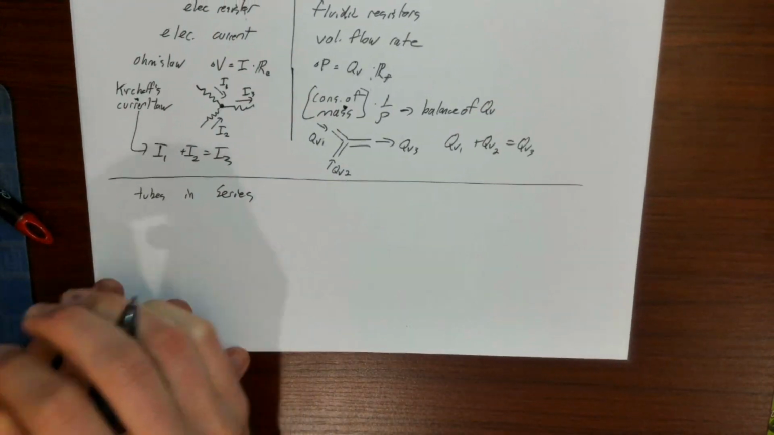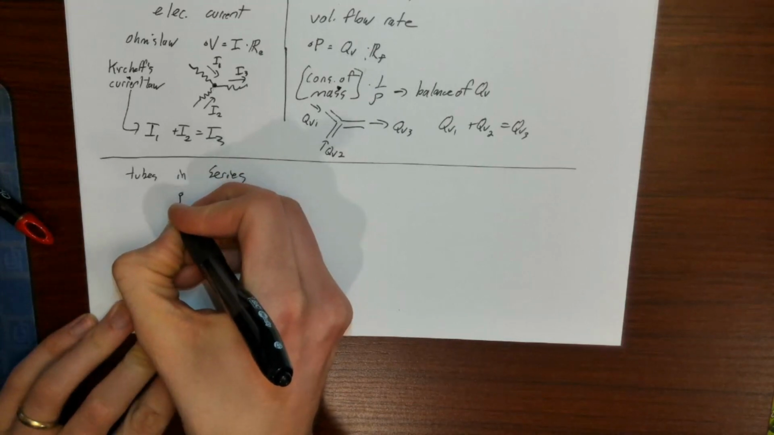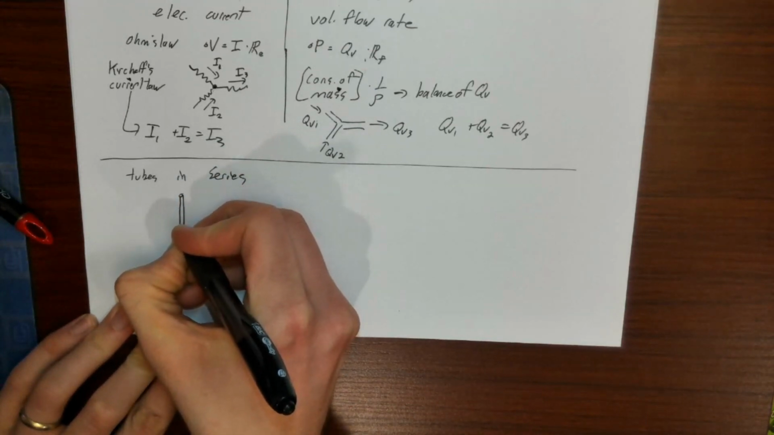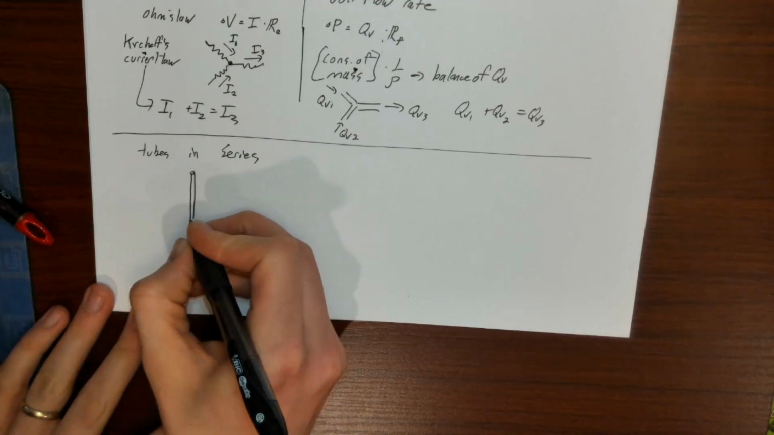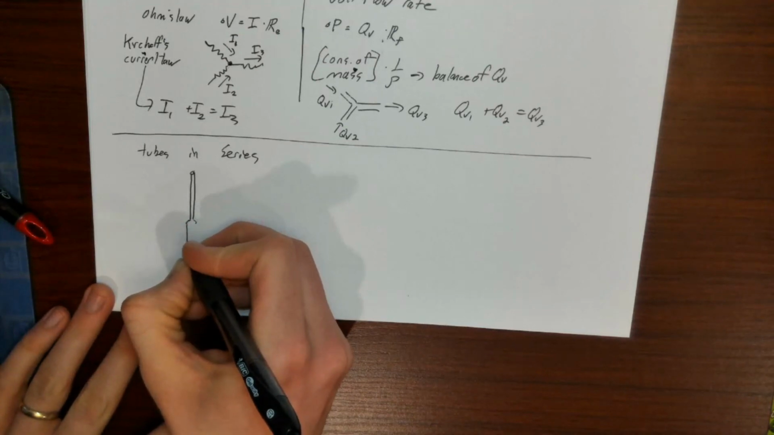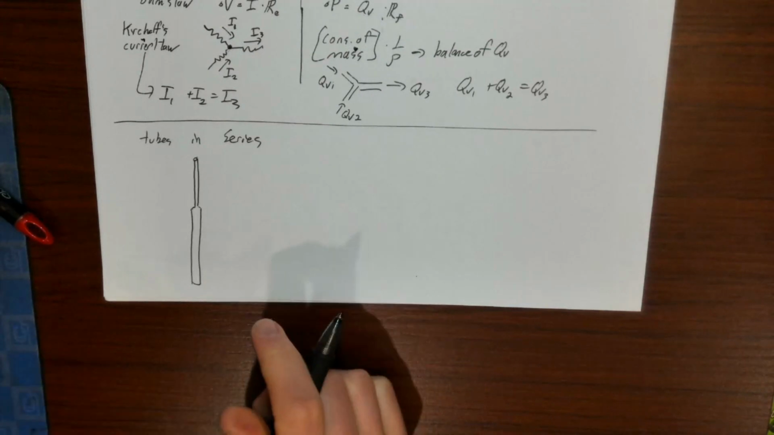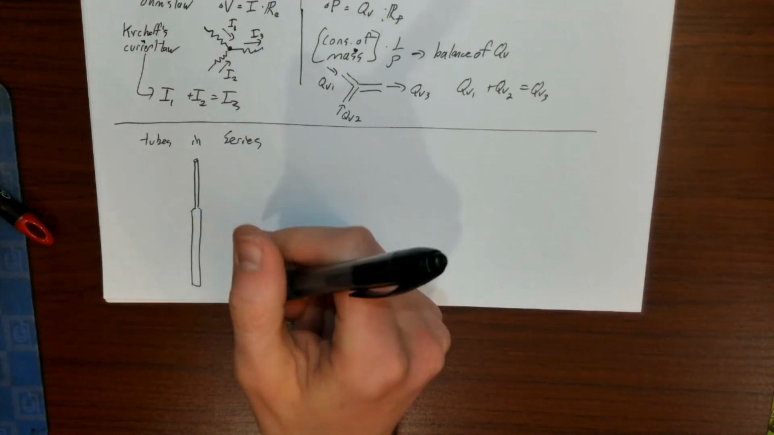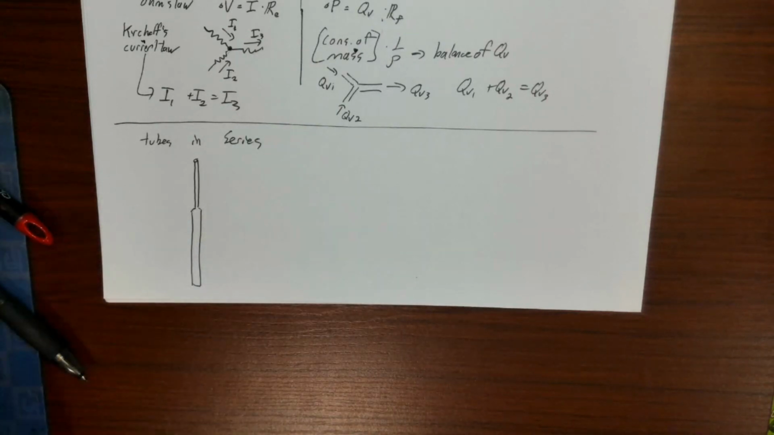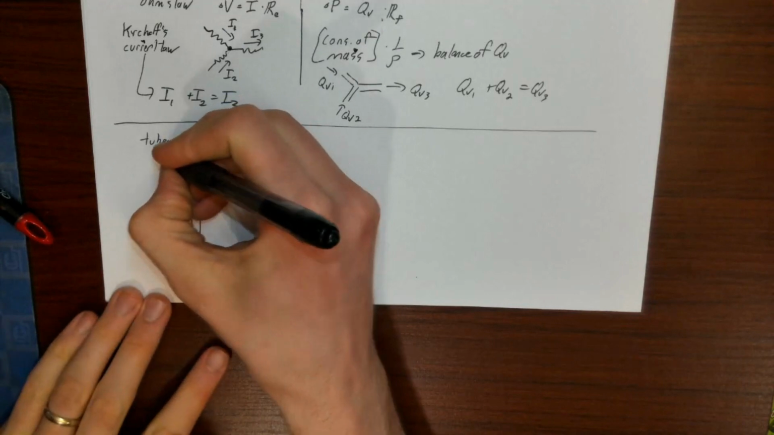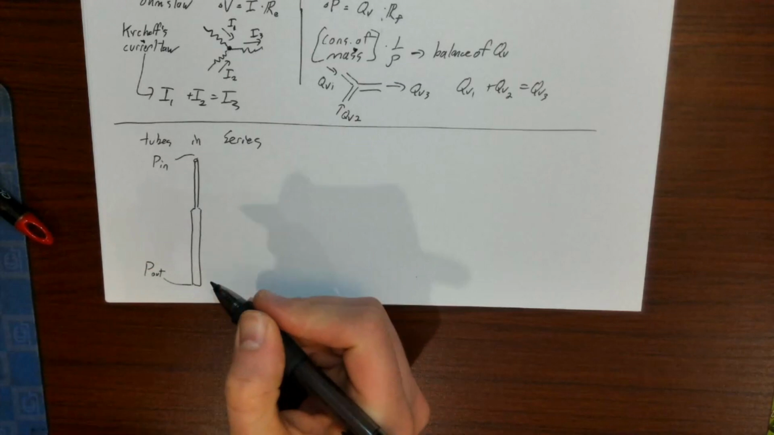So let's do tubes in series first. By tubes in series, let's say I had one tube, a small tube of some particular length and some particular cross section, and then that was connected to a larger tube right here. So I have 2 tubes, connected to one another. Let's say I have some pressure at the inlet, and I have some pressure at the outlet.